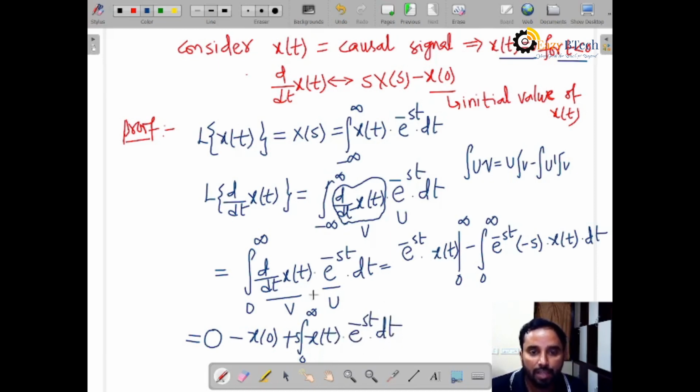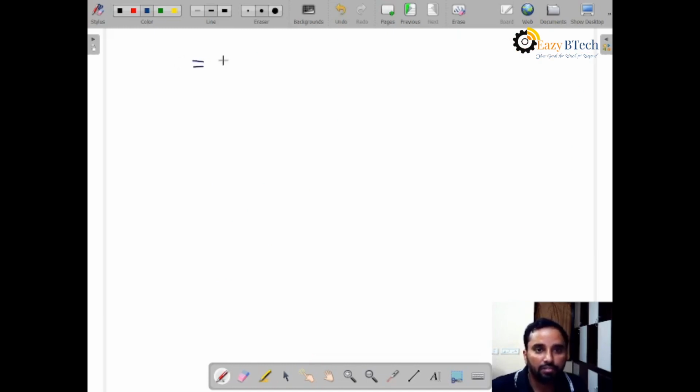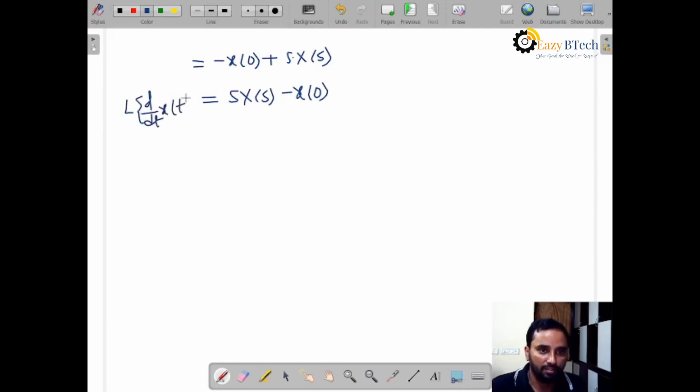So this integral is like the Laplace formula, which is equal to x of s. Here it is a causal signal, that is why the limits are only 0 to infinity. For a causal signal, x of s is the integral 0 to infinity, because from minus infinity to 0 it is 0, of x of t into e power minus st dt. So now we have the same integral, right or not? Therefore, what we have is minus x of 0 plus s into x of s. So we can write this as s into x of s minus x of 0. This is the Laplace transform of d by dt of x of t.